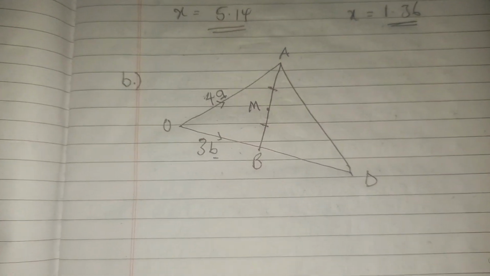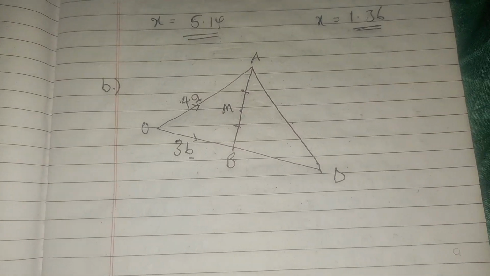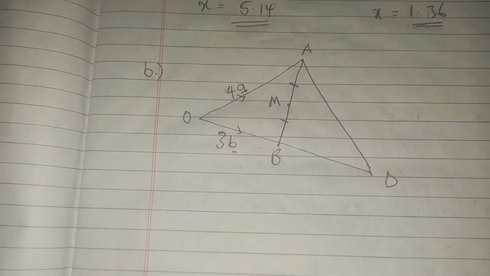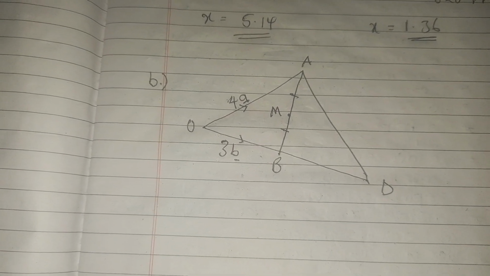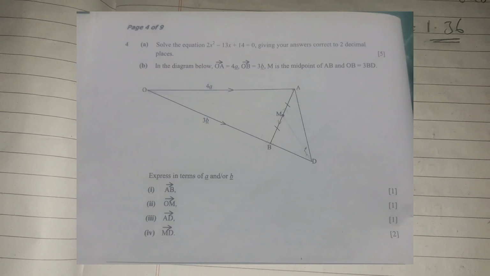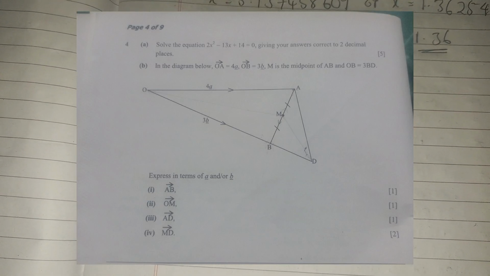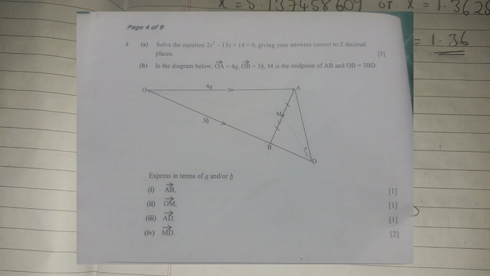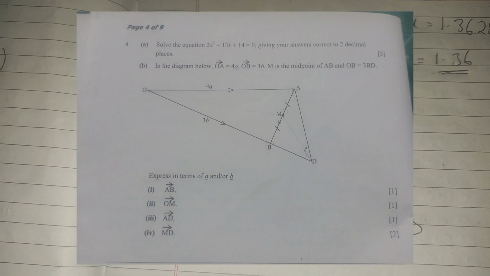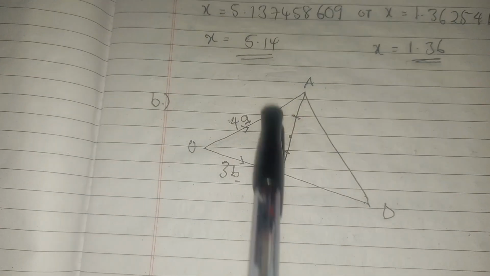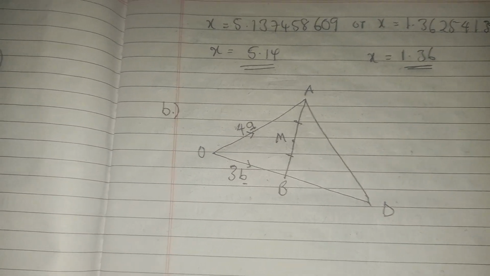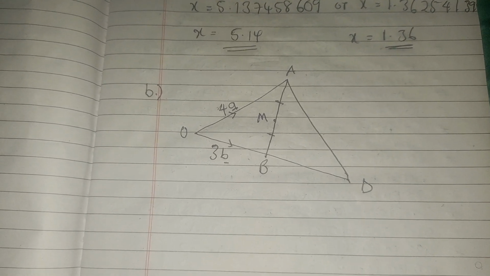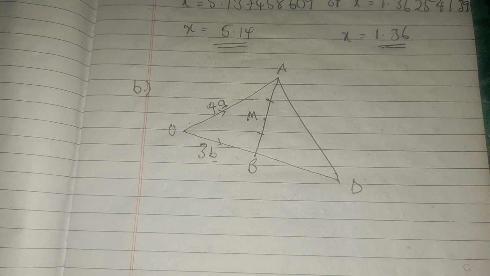Question 4b. So with me I just have a miniature, not to scale, diagram that I've just drawn for myself, just for your understanding. And it reads, in the diagram below, OA is equal to 4A, OB is equal to 3B, M is the midpoint of AB, and OB is equal to 3BD. Then we're given this information there. Then we are asked to express in terms of A and B: AB, OM, AD, and MD.